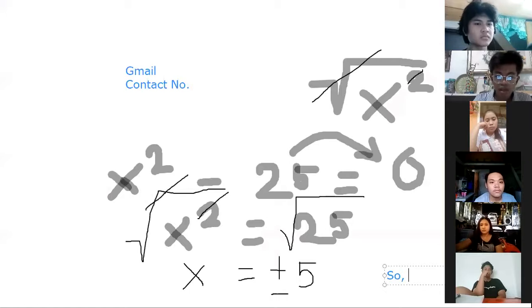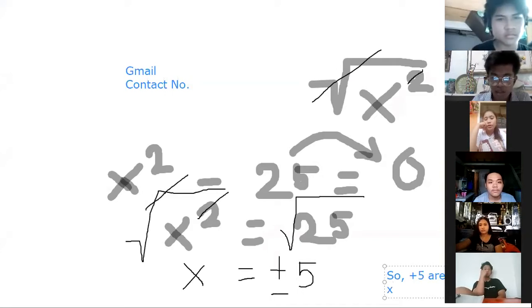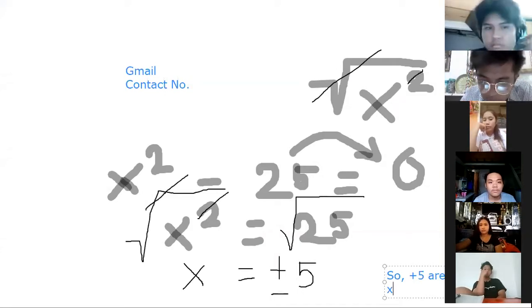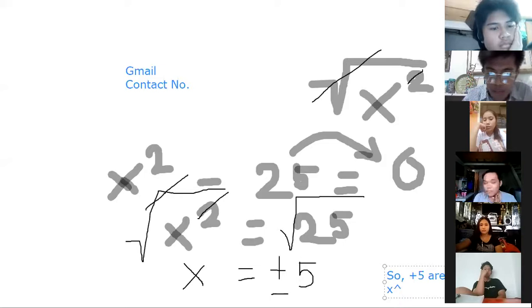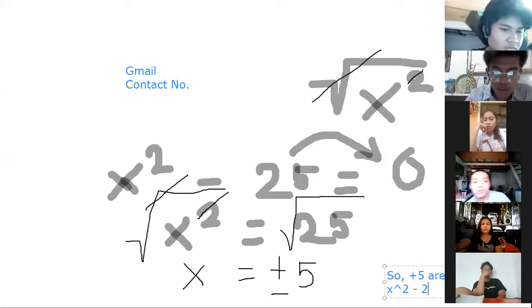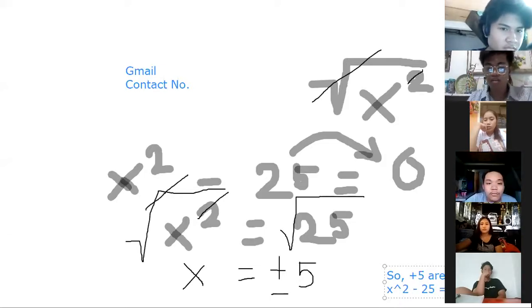So, basta positive and negative na lang yan ah. Positive and negative. Kasi wala siyang ano dito. Positive and negative 5 are the roots of x squared minus 25 is equals to 0. Okay, so ito na lang yung magiging ano natin. Nakukuha na?